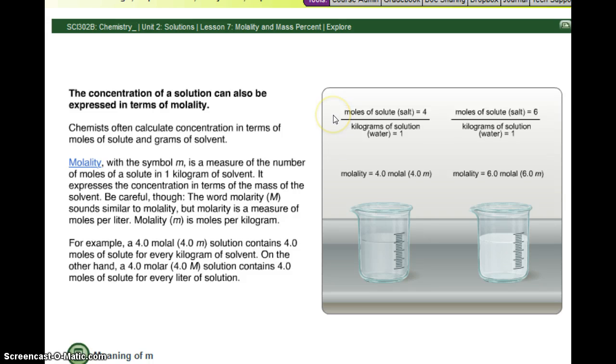They show it over here. Again, we have moles of solute, in this case salt, divided by kilograms of solvent or water. That gives us our molality. We could also say, all right, what if we have 6 moles of solute divided by 1 kilogram of water, and our molality this time is 6.0 molal, or 6.0 lowercase m italicized. It has to be italicized because if you just leave it as a regular m, then it means meters. So that's why they have to be italicized.